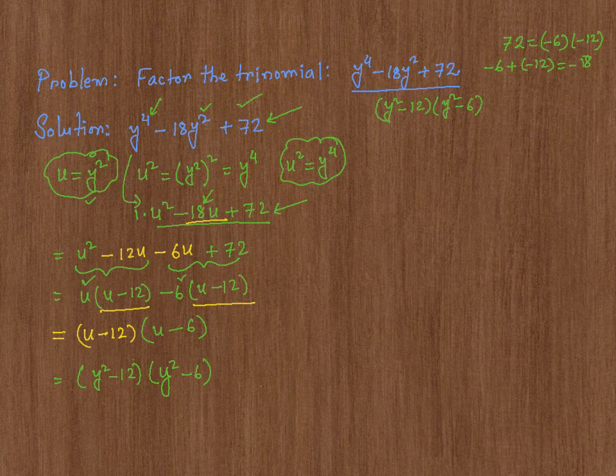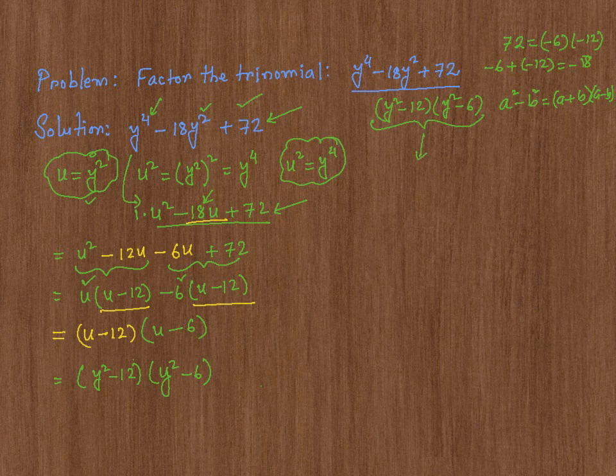Now technically you could factor these two again using the difference of squares formula. A square minus b square is equal to a plus b times a minus b. But I kind of don't want you to do that. Just leave it as it is. But just to show you, I'm going to do it here though.